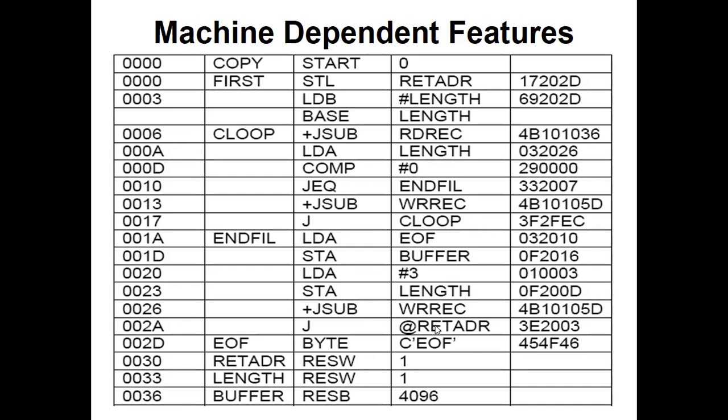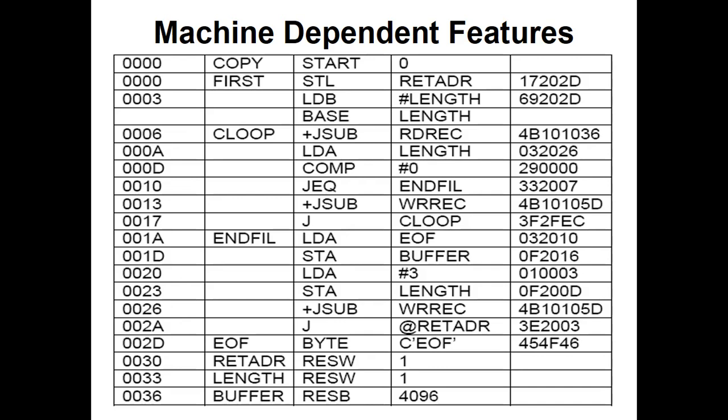Now, if you find an ampersand, like here, this instruction at 002A, if you pay attention, this one is saying jump, and then there is that ampersand sign, return address. That sign indicates that the operand is going to be obtained using indirect addressing. So that ampersand there means indirect addressing. And where you find a plus in front of an instruction, that means that is a format 4 instruction.